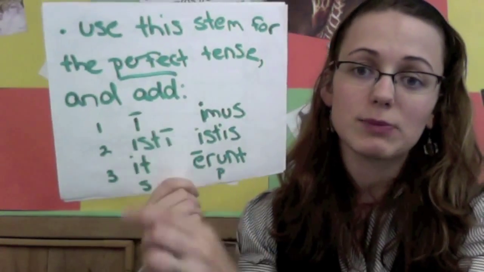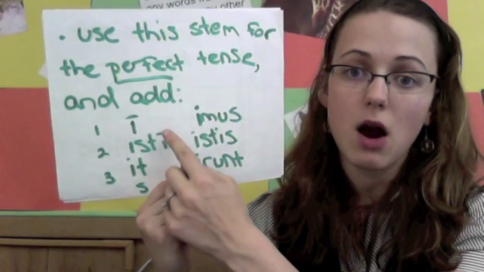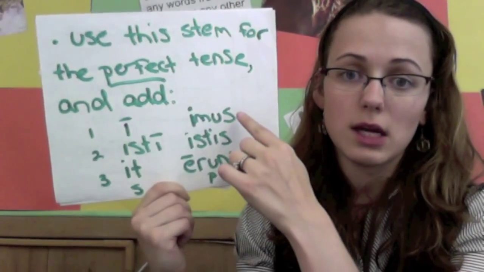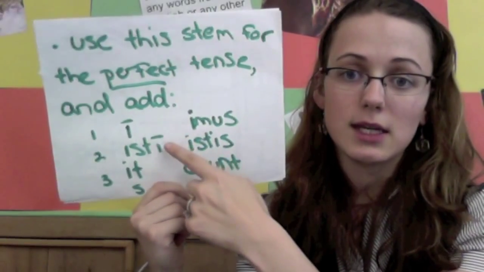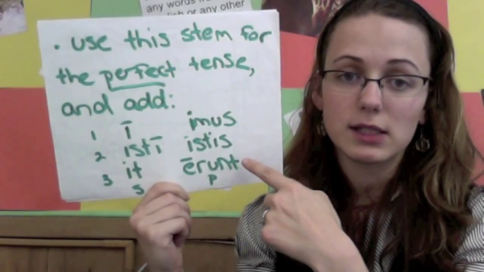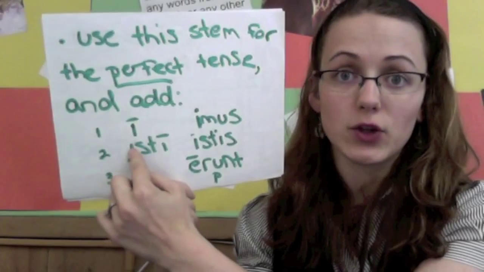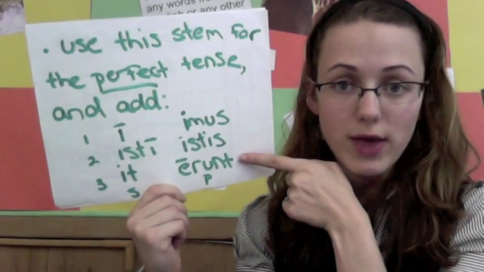So these endings just plug right on to the perfect stem, and they are i, isti, it, imus, istis, erunt. I, isti, it, imus, istis, erunt. And it works just the way all the other verb tenses do. So this would be your I, your you, your he, she, it, your we, your you all, and your they, just like any other tense that we've reviewed.